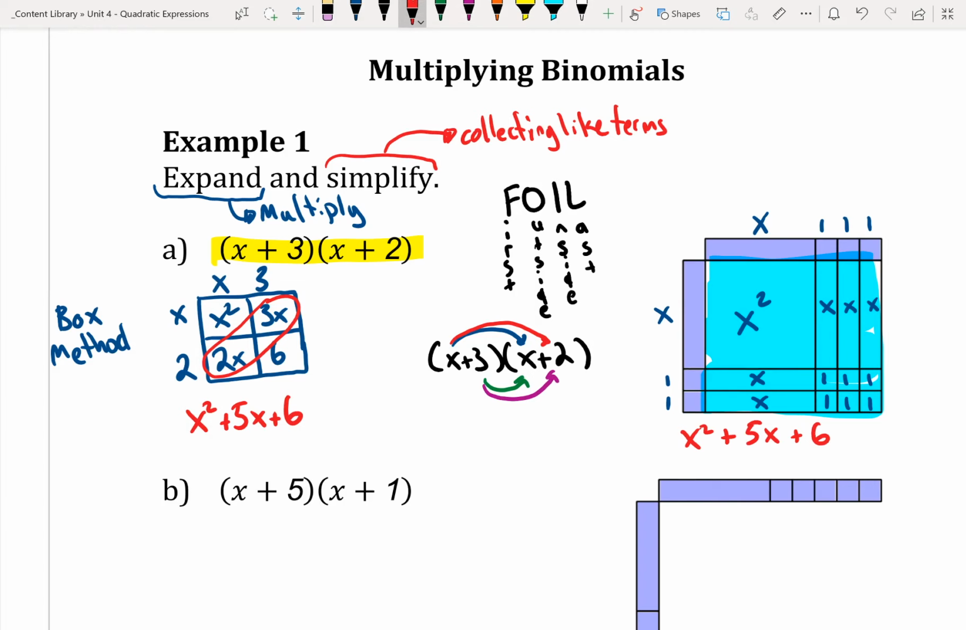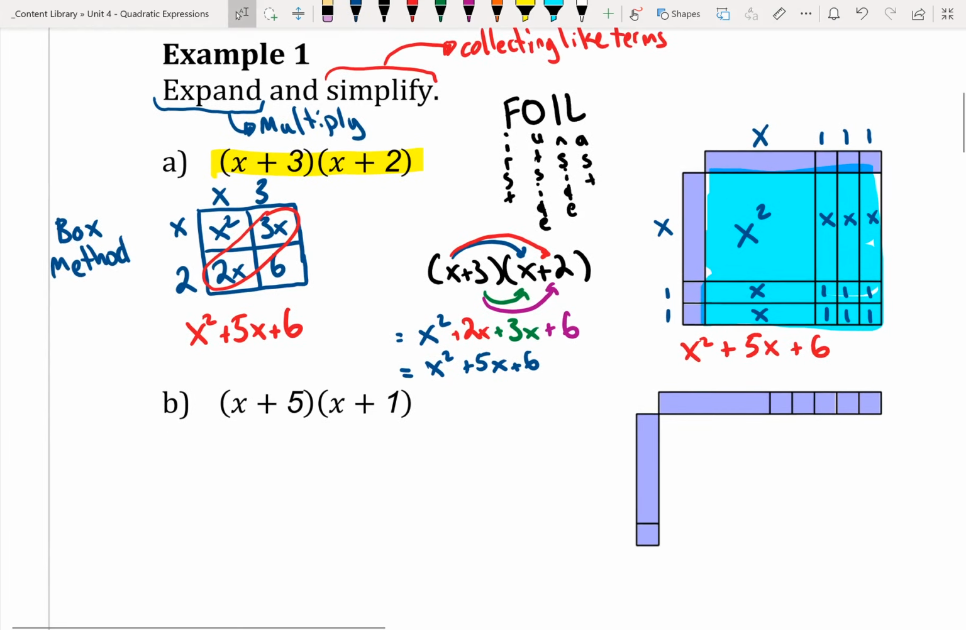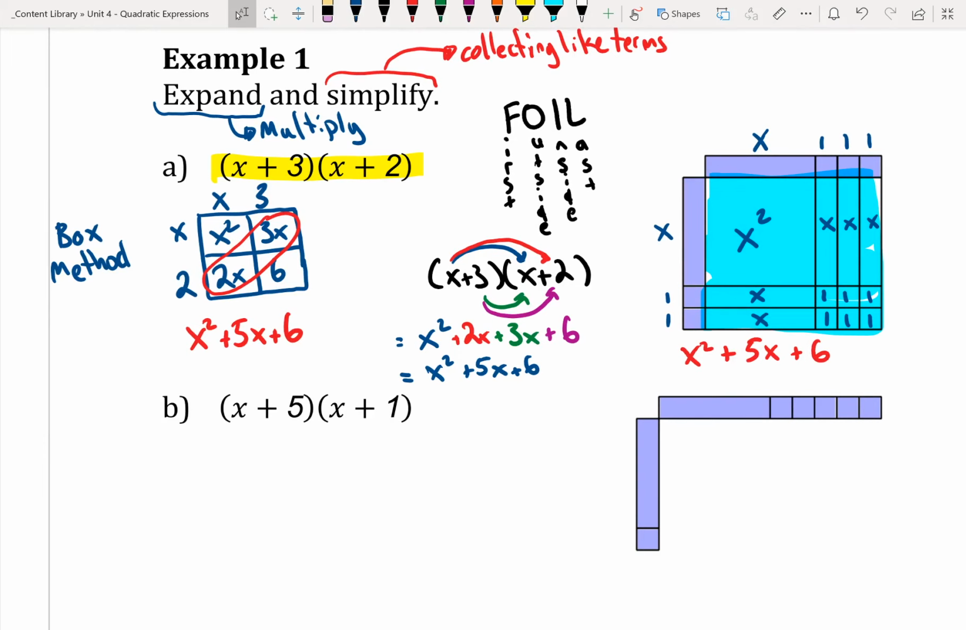If I go through and I do all this multiplication, I get x squared from the x times the x, plus 2x from the 2 times the x, plus 3x from the 3 times the x, plus 6 from the 3 times 2. And then finally, at the end, when I collect my like terms, there's only two things that I can combine, which is the 2x and the 3x. And I get the same answer. So those are 3 different ways that we can get the same answer, or 3 different ways that we can expand our binomials.